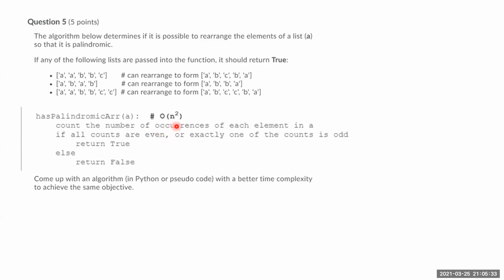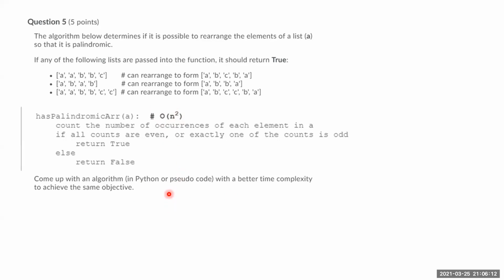This algorithm is big O of n squared in complexity due to this part of the algorithm, whereby counting the number of occurrences of each element requires it to go through the array a number of times in order to count each element. You are to come up with an algorithm that does the same task but with a better time complexity than big O of n squared.